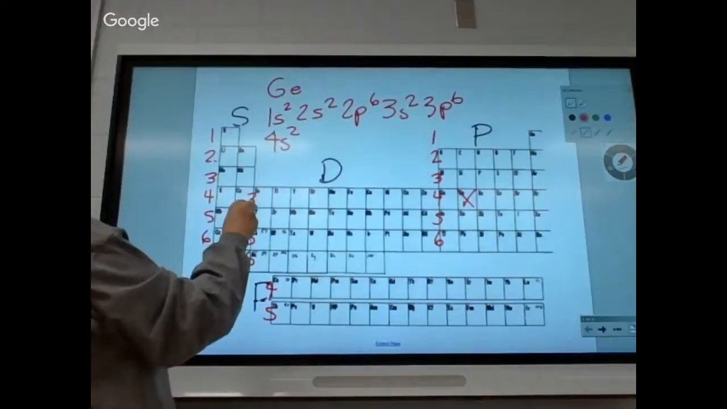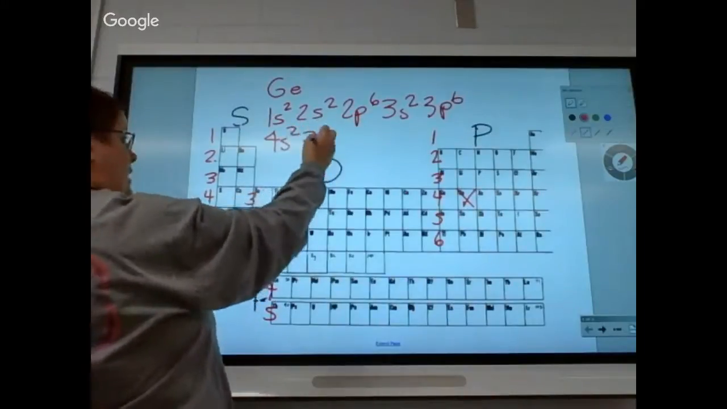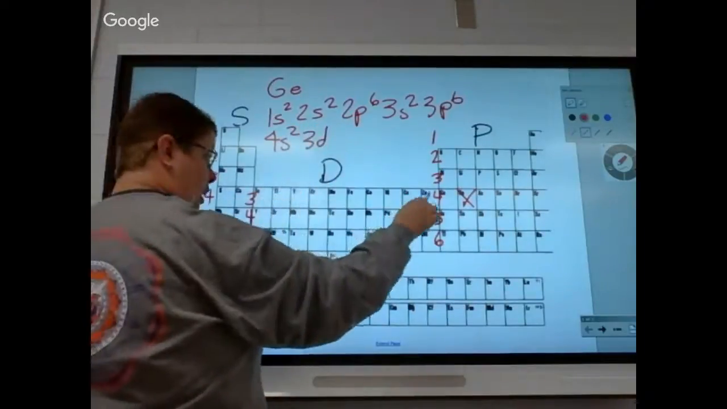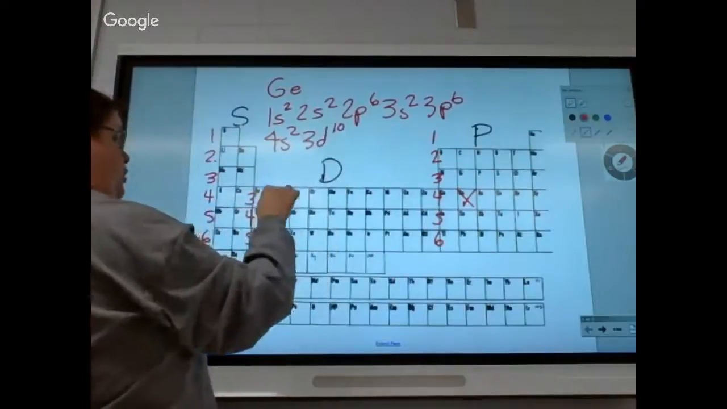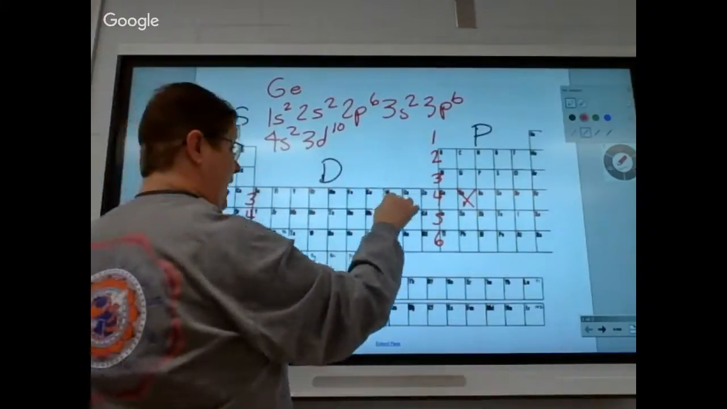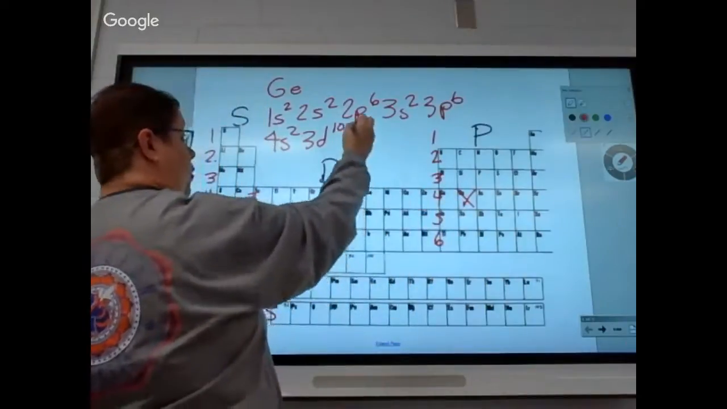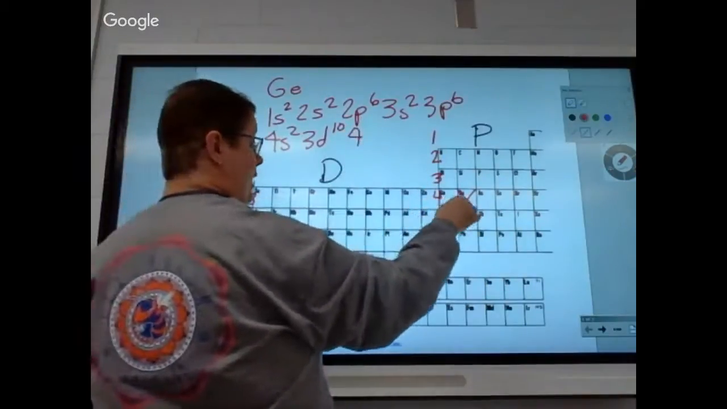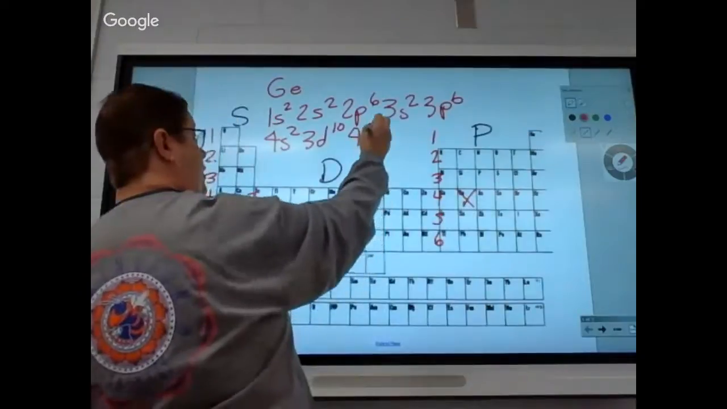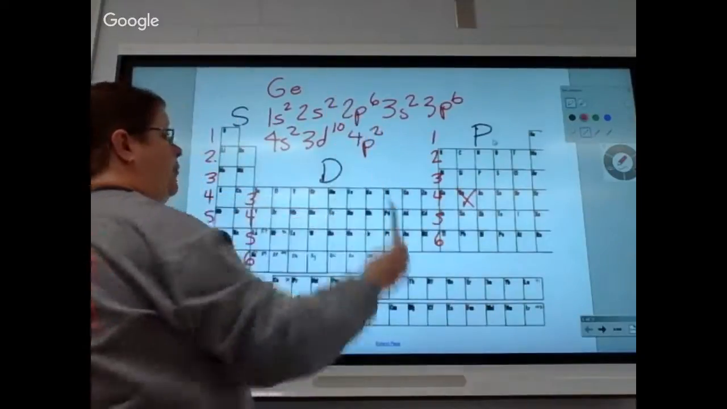3 what? 3D. All the way across is 10 if you count them. 1, 2, 3, 4, 5, 6, 7, 8, 9, 10. And then 4P, how many? 4P2. And we're at our element we want when we stop.